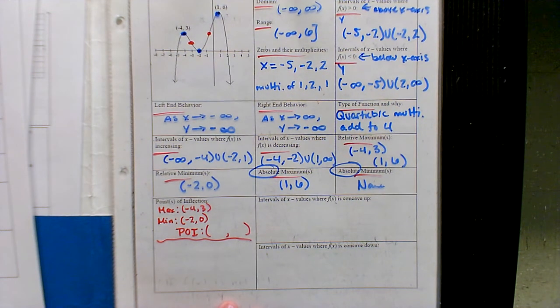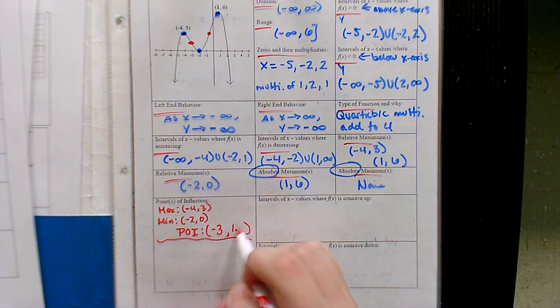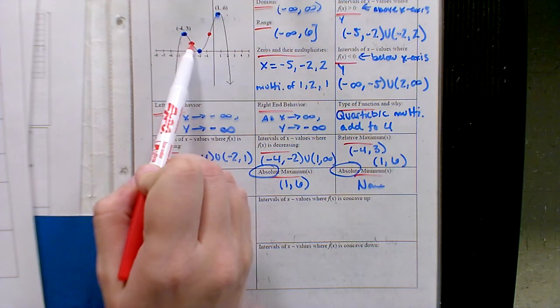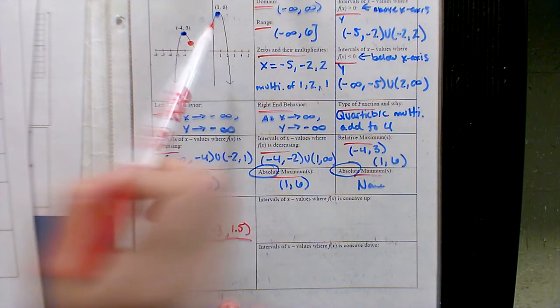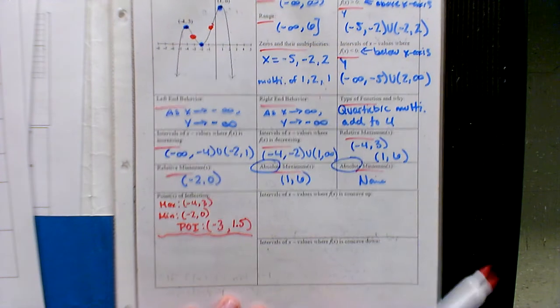What's in between -4 and -2? -3. And what's in between 3 and 0, or 0 and 3, if you want to think about a number line? We got 1.5. So that is the coordinate of this point of inflection in the middle of that max and min. We'll eventually use that to help us with concave up versus concave down sections, but let's go ahead and try to figure out this other point of inflection.